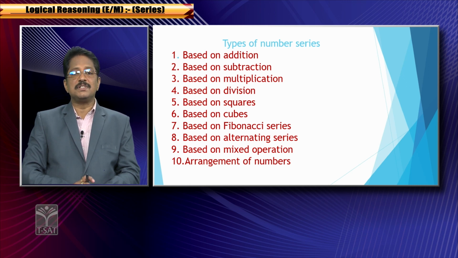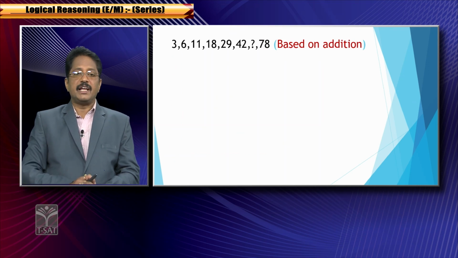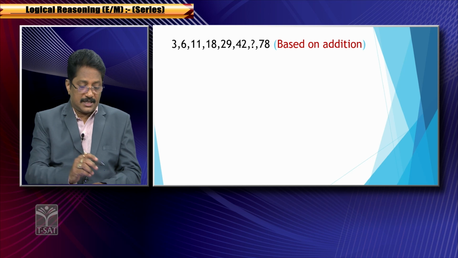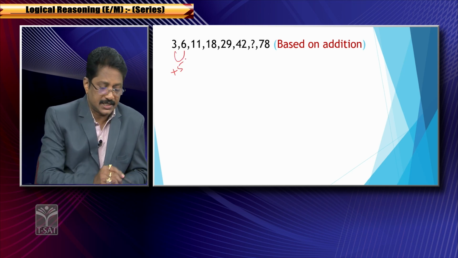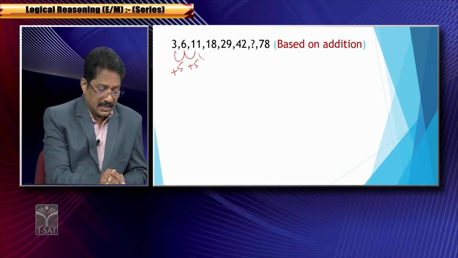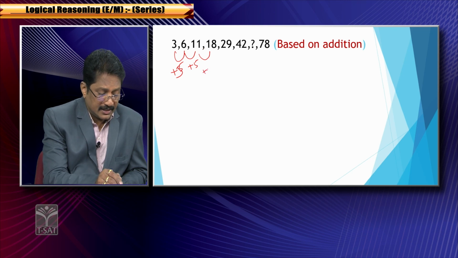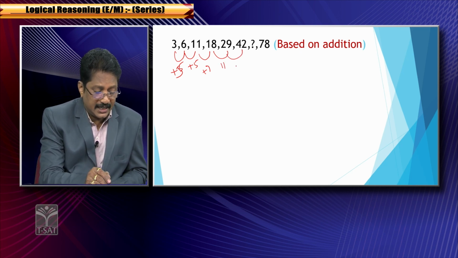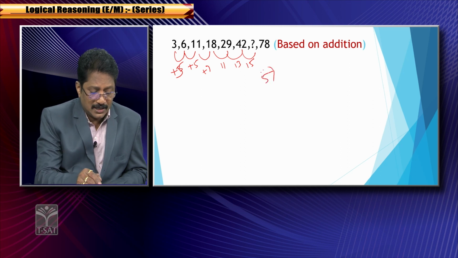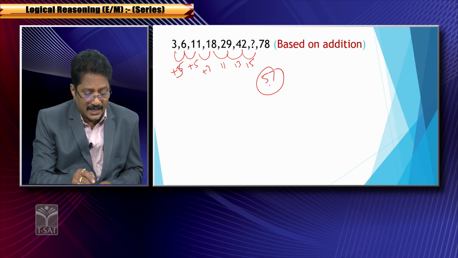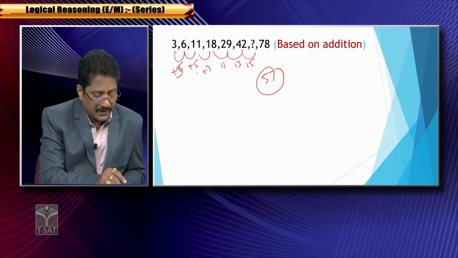The first one is based on addition, means the series goes on using the property of addition. Okay, now we will see 3, 6, 11, 18, 29, 42, which one comes, and 78. If you observe, 3 plus 3 is 6. 6 plus 5 is 11. 11 plus 7 is 18. 18 plus 11 is 29. 29 plus 13 is 42. 42, next odd number 15, means 42 plus 15 means 57 should come. Correct? Okay.